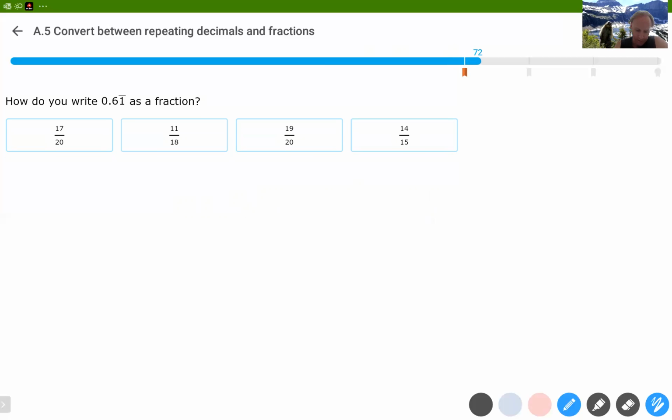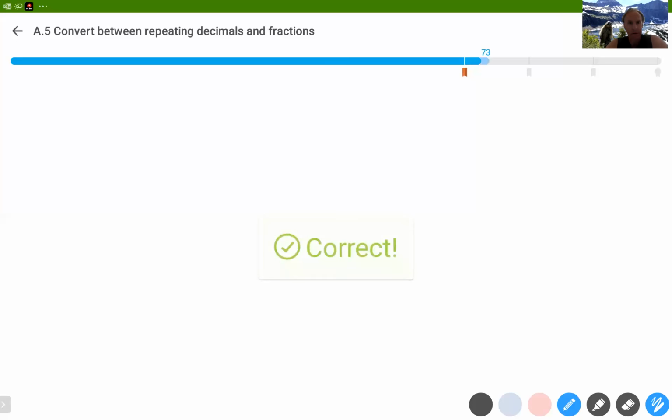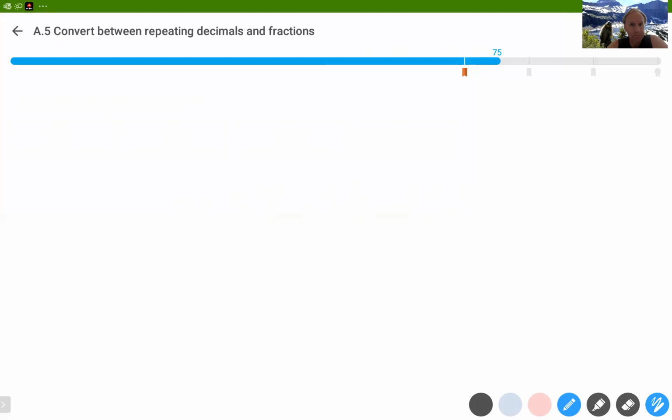There it is. So we've got 6/10 plus that 1 over 90. And we multiply by 9, and we get 55 over 90, and we reduce by 5. That's 11 over 18, and no, nothing nice to reduce. Let's see what we got. 1/9, of course, is 0.1 repeating. Got some easy ones here.